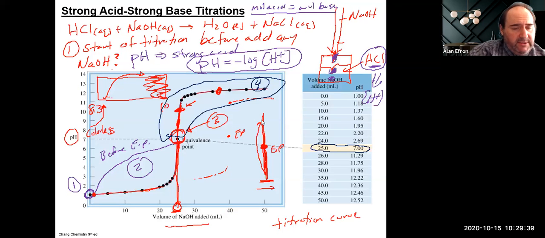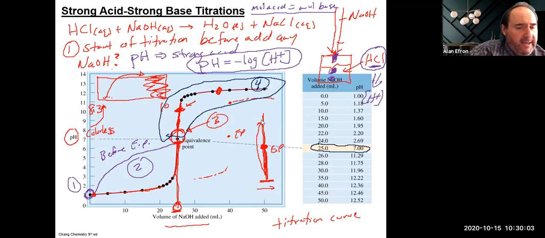So on this titration curve, which has this typical S type of situation, there's really four distinct areas. There's before you start the titration. In this case, what you have is just a strong acid, and because you have not added anything to it, you can go right into the pH equation at that point.